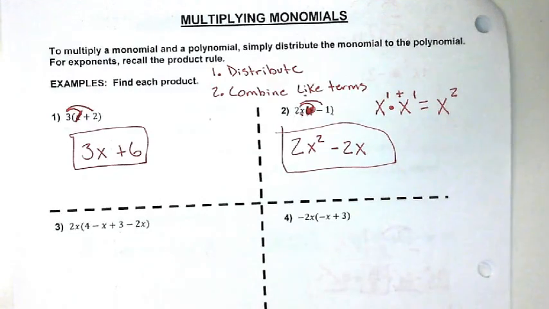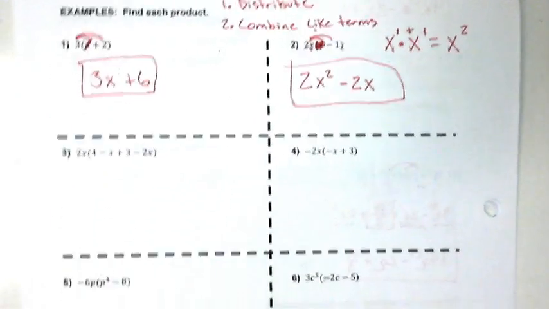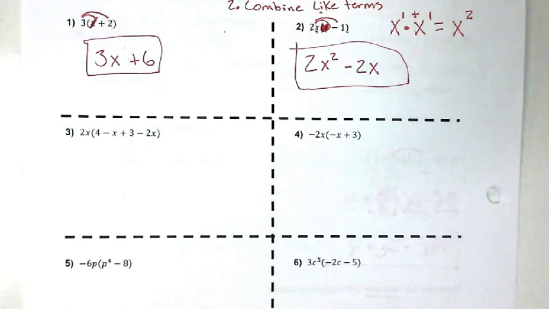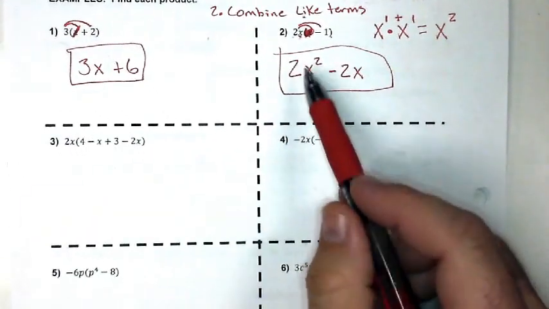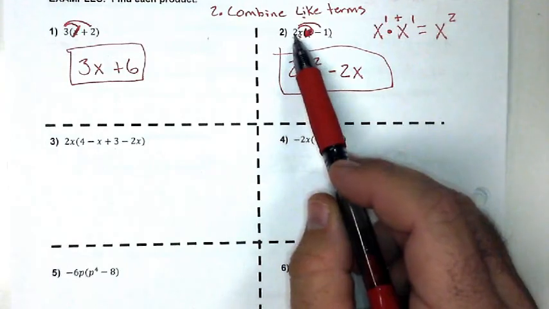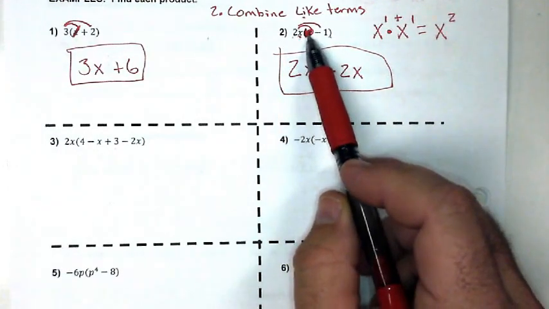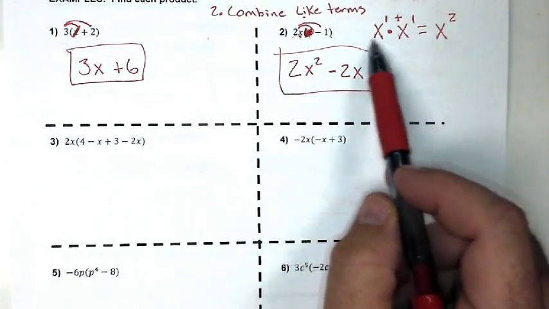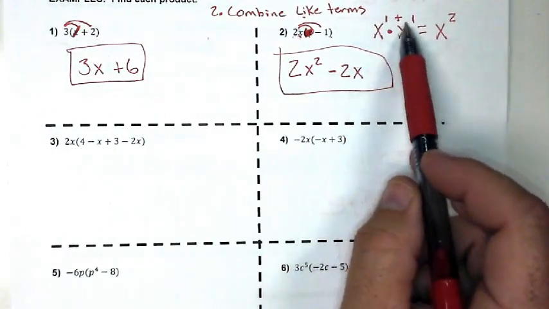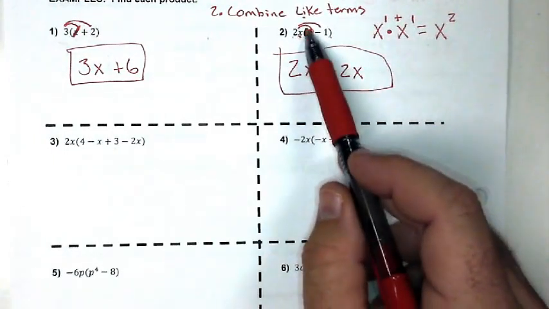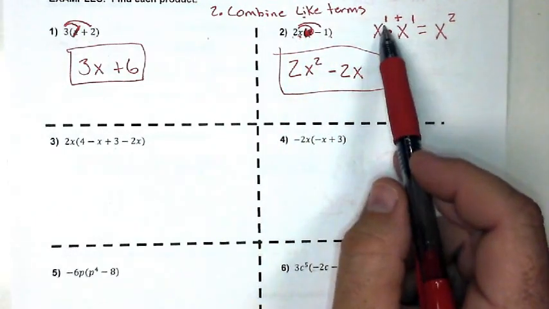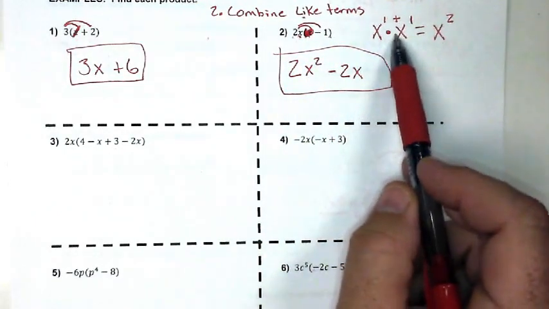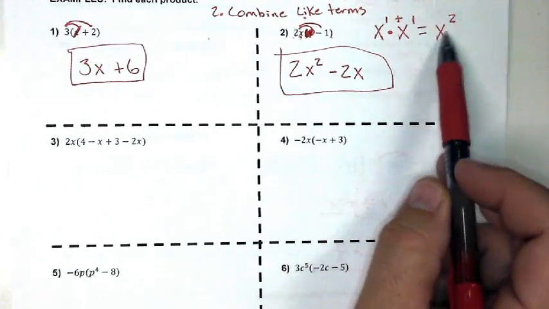Man, that was hard. So wait, so how do you get the 2 there? So the x times the x, when you multiply 2 variables of the same letter, the exponents with them, they don't have exponents, so you assume it's the number 1. When you multiply 2 variables, you add the exponents together. Boom.